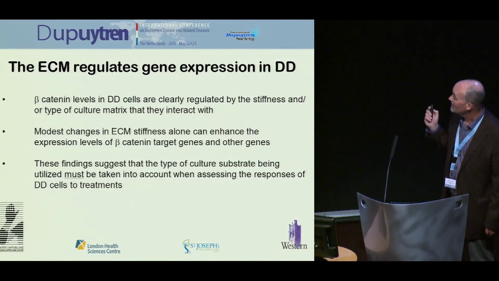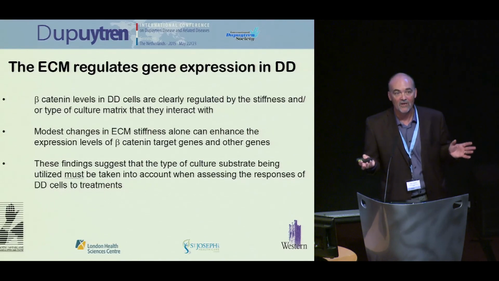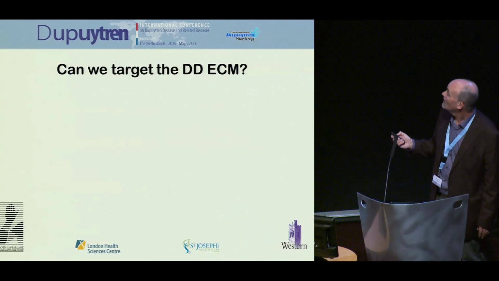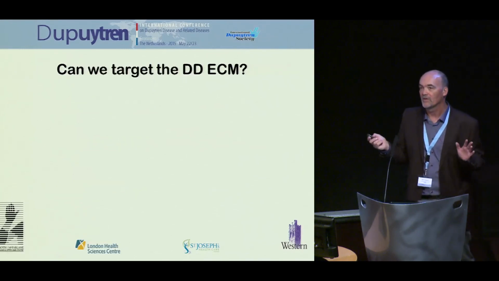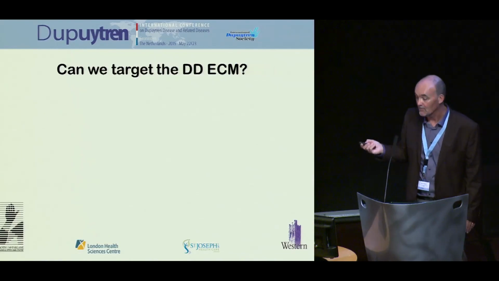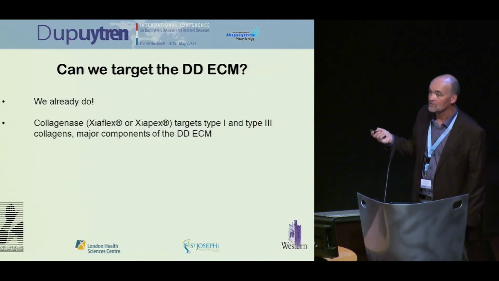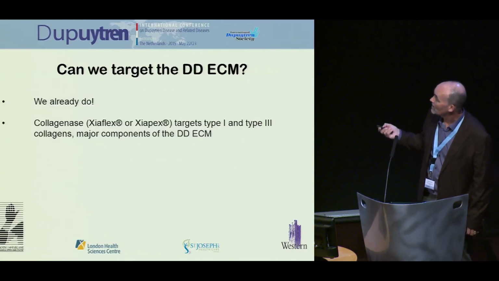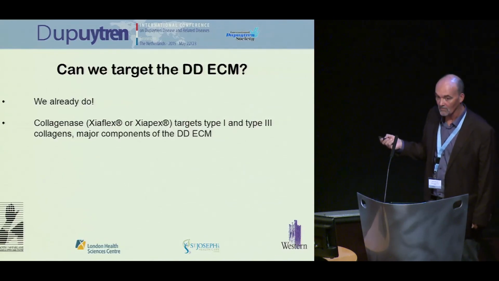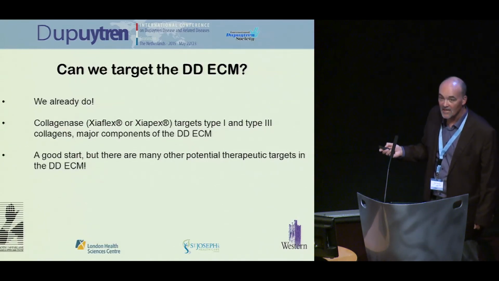These findings, I think, suggest that the type of culture substrate that we use when we want to do analyses of signalling pathways in Dupuytren disease is critically important. So I just want to finish on one last point, and that is that, therapeutically, can we target the matrix? If the matrix is driving the disease, can we target it? The answer, of course, is that we already do, and we use Xiaflex, which gets rid of type 1 and type 3 collagens, which are major components of the DD ECM. That's a good start, but of course there are many other potential therapeutic targets in the ECM that we could be looking at.